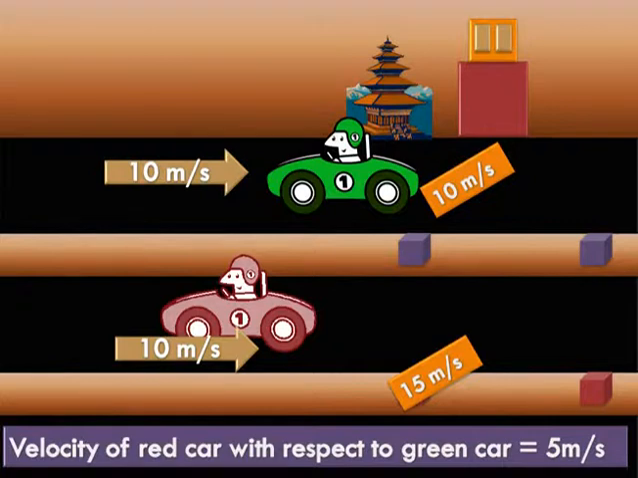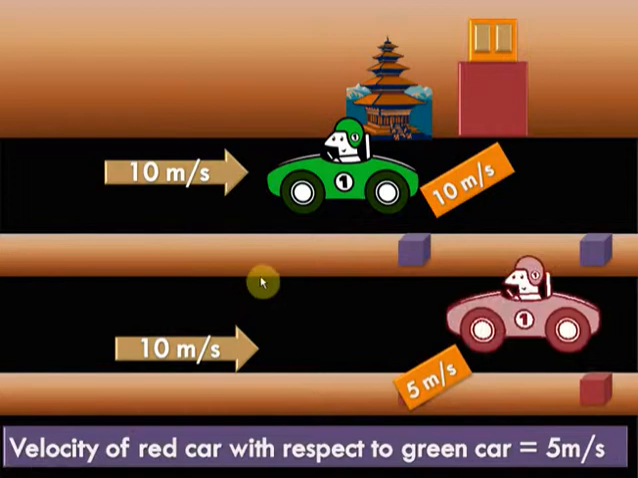So basically, the relative velocity of the red car with respect to the green car is the velocity of the red car if we assume the green car to be at rest. Understood? So if the green car has 0 velocity, the red car has 5 meters per second velocity. This is also the velocity with which an observer in the green car will see the red car moving. Take a look at this now.